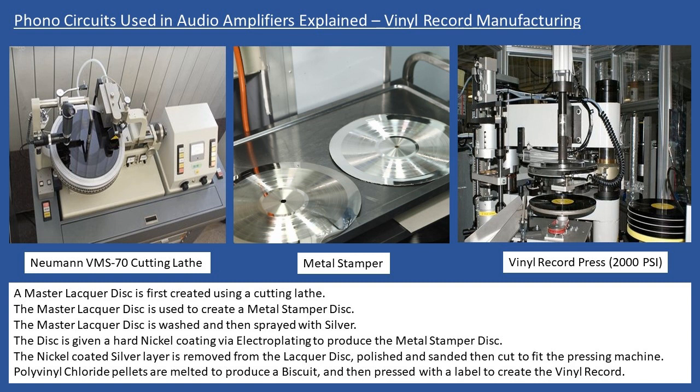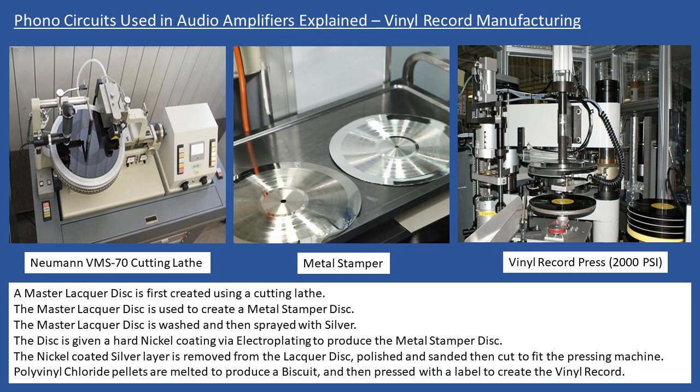Now, once the nickel coated silver layer is removed from the lacquer disc, it is first polished, then sanded, and then they cut the disc to fit directly into the pressing machine, which you can see here. Now, to give you some idea of the longevity of a metal stamper disc, commonly a metal stamper disc will produce 100,000 vinyl records, and after that the disc would be replaced, and another metal stamper disc would be used.